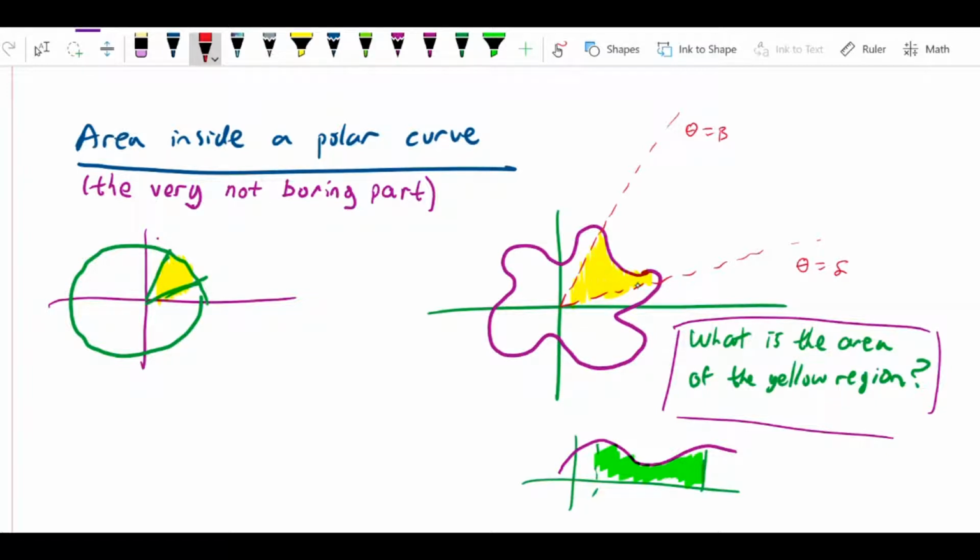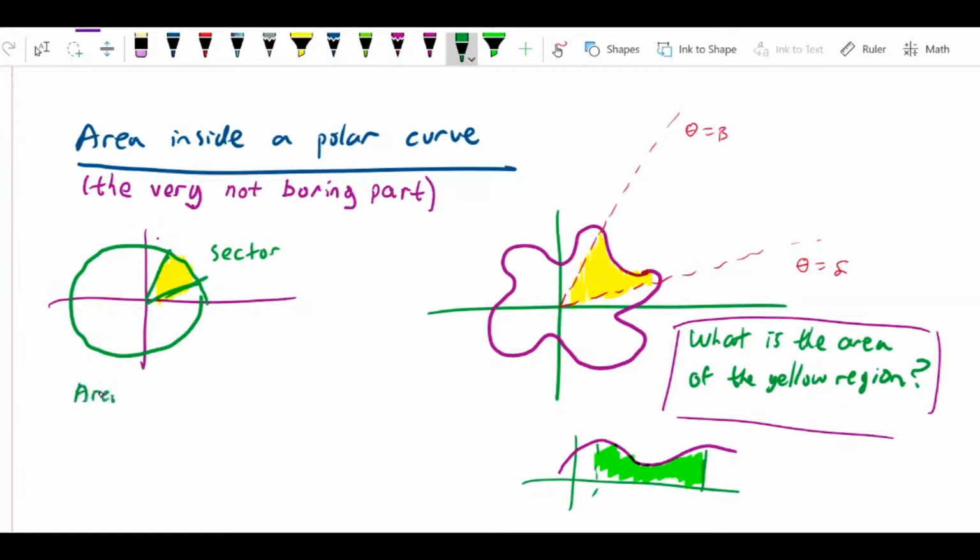So in order to understand how we would do this, what you need to think about is something called a sector of a circle. What I've drawn here is called a sector. This is the yellow region on the left that you see. It's like a pizza slice of a circle. Now let's think about what the area of a sector is.